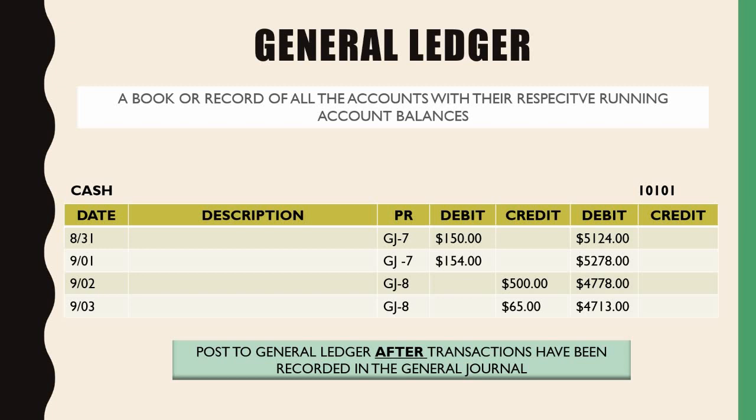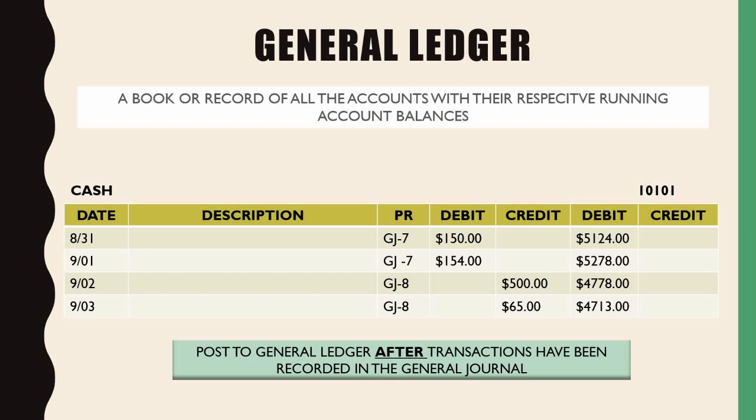So there you go, $154. Since it's a debit, I increased my cash account. Therefore, I have a new running balance, because I added that $154. So that means now I have $5,278 in my cash account right now. But then on September 2nd, I end up having to pay rent for $500. So that means that's going to decrease my account by $500.